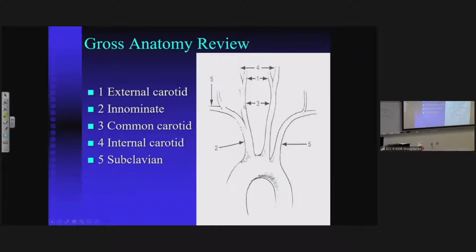Number 3s are common carotids. And number 5s are subclavians. These are going to go out and feed your arm. They will drop down internal mammary arteries right here, and they'll drop little scapular arteries right here. If you take a picture of those, they look like a little triangle. The scapula is kind of a triangle, a scapular artery.